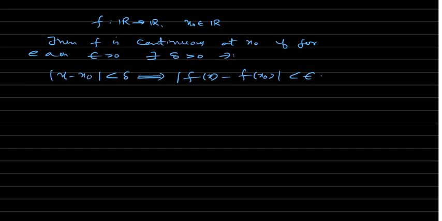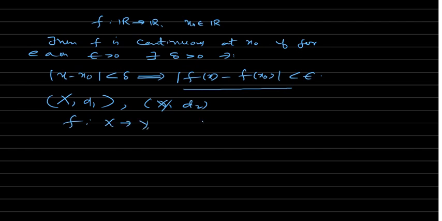Or you can write mod of f(x) minus f(x naught) less than epsilon whenever mod of x minus x naught less than delta. So what we do now, suppose we have two metric spaces, say (X, d1) and (Y, d2), and f is a function between X and Y, and this x naught is again a point of X here. In that case it was a point of R.